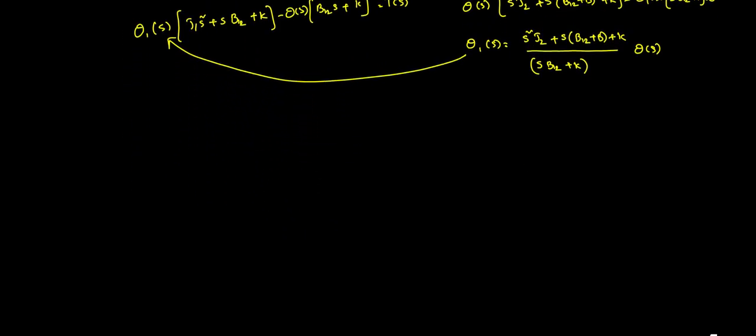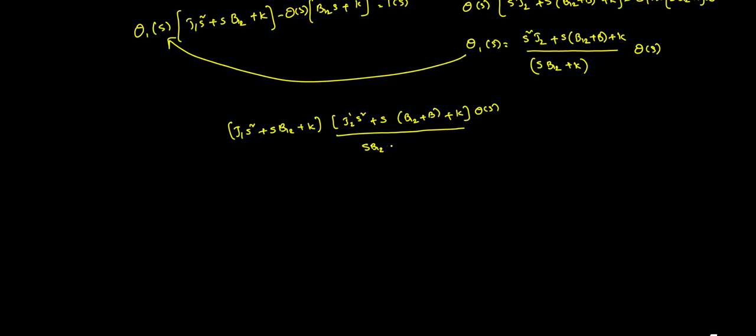Okay, so now I'm substituting those values here. J1 s square plus s into B12 plus K, into J2 s square plus s into B12 plus B plus K, into theta of s, divided by s B12 plus K, minus s B12 plus K into theta of s is equal to T of s.